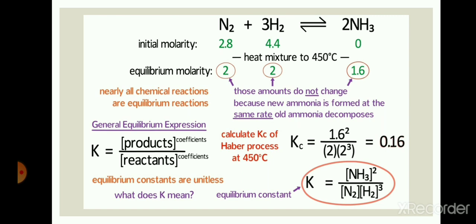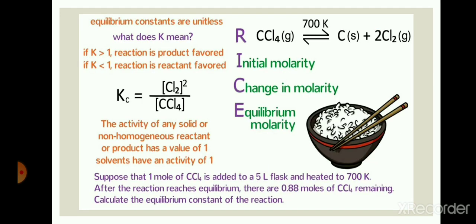But what does the equilibrium constant even mean? A large equilibrium constant, that is, if K is greater than 1, means that the reaction is product favored. It will tend to make more products than reactants. A small equilibrium constant, that is, if K is less than 1, means that the reaction is reactant favored, and it will tend to make less products than reactants.